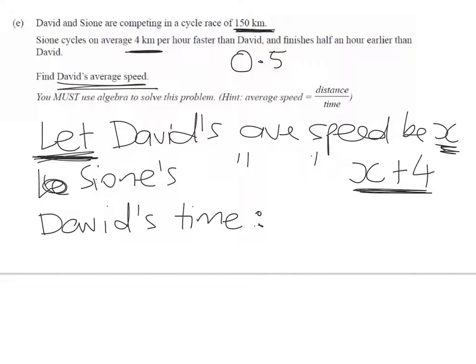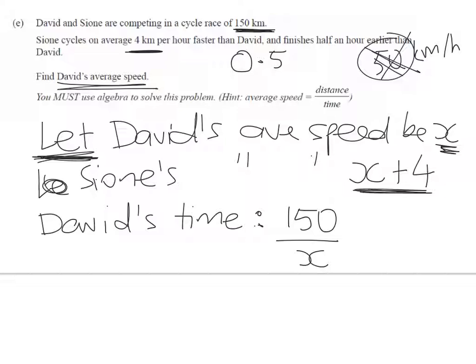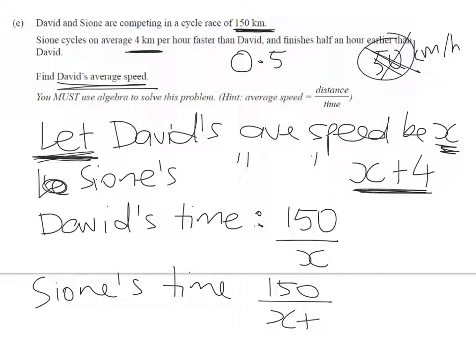If David's average speed were 50 kilometres per hour, just suppose it's 50 kilometres per hour and he's going 150 kilometres, you'd do that easily in your head. You'd say, oh, it takes him 3 hours. So what did we do for that? Well, we did the distance, 150, divided by the speed of 50. Only we don't know his speed, it's x. So David's time is going to be given to us by 150 over x, and Sione's time is going to be 150 over x plus 4. And we know the difference between those two things is half an hour, or 0.5.